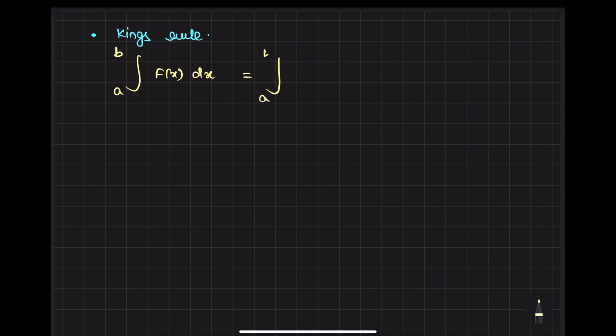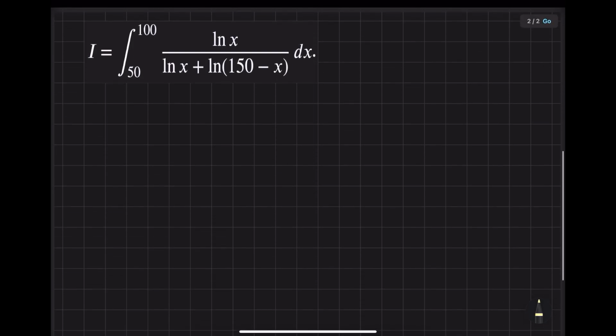You have to write a to b f of a plus b minus x dx. Done. This thing you have to do and your problem will be resolved. This is the super most important property that you will be using. You will be exploiting this property a lot. Okay, so with an example I'll explain it to you.